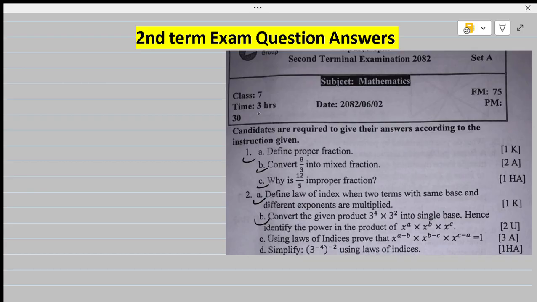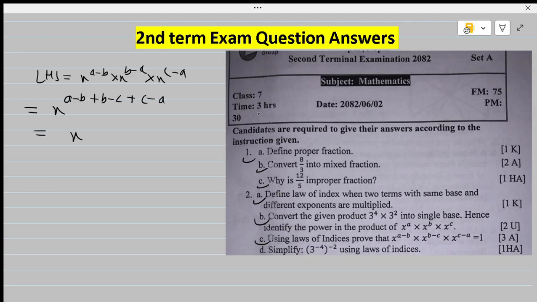Okay, and I come to number C. So here we are asked to prove x power a minus b into x power b minus c into x power c minus a, their product equal to 1, we have to prove. And the thing is, if terms are getting multiplied with powers, those powers you have to add. So let's get them added.